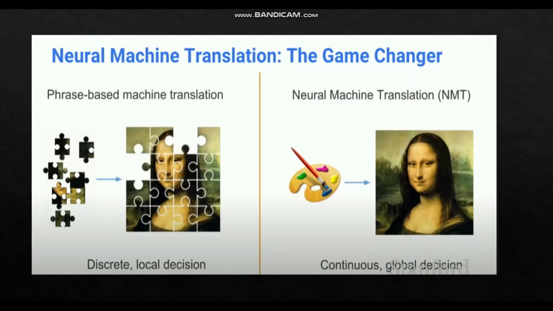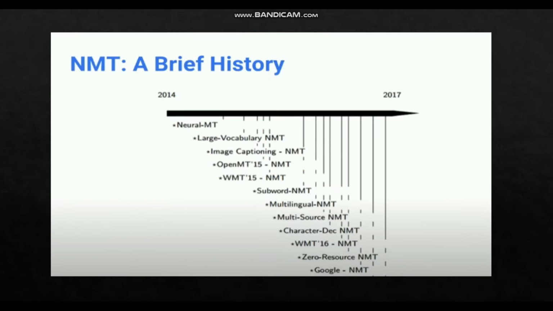Neural machine translation, the game changer. Phrase-based machine translation actually split the sentence into a bunch of pieces and then translated phrase by phrase. In the end, it tried to pull it together like puzzle pieces. While in the case of neural machine translation, you can think of it as a painter trying to paint from scratch. Of course, it's an exaggeration, but it is what it is.